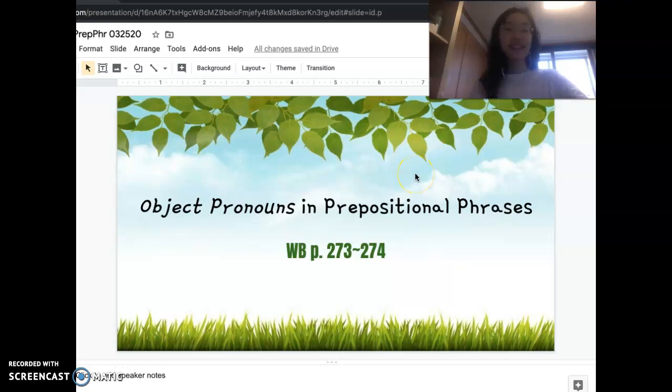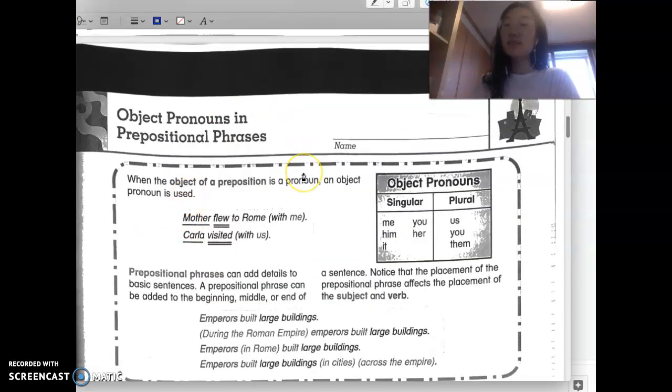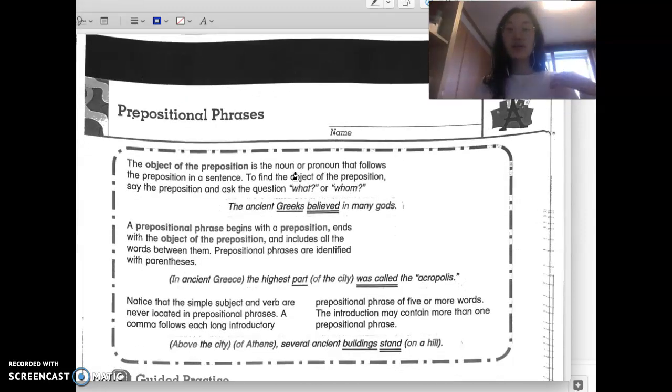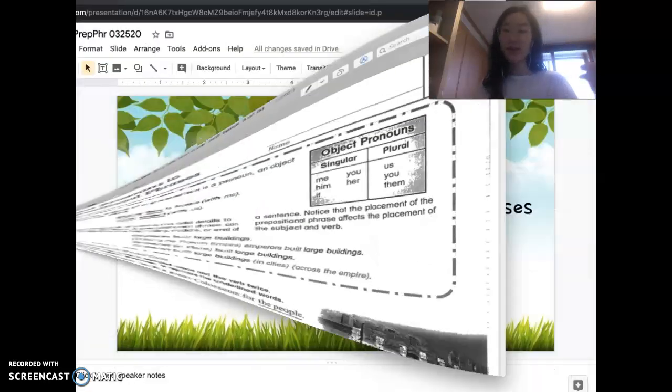All right, ladies and gentlemen, welcome to English class. We're going to be talking about object pronouns and prepositional phrases today. You will need your English workbook pages 273 to 274, right? So let's do a quick review of Monday's lesson about prepositional phrases. Just a quick brain refresher.